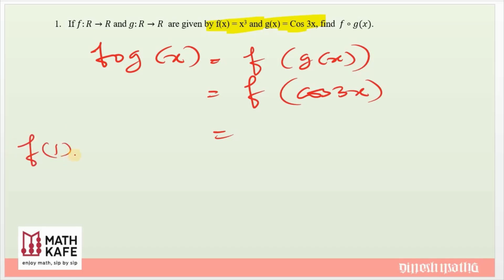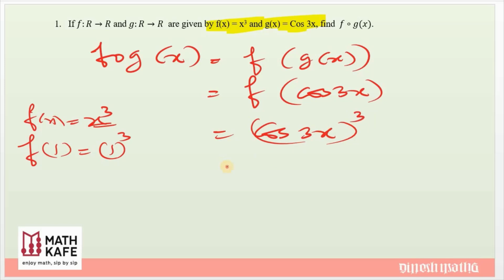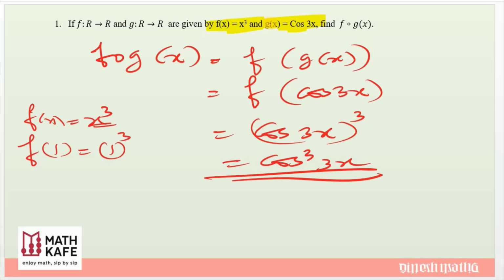Suppose you want to find f of 1, what will you do? You know that f of x is equal to x cube. So f of 1 is clearly 1 cube. In place of x, you replace the value 1. That's the basic idea of the value of a function. So same thing in f, x should be replaced by cos 3x, so it becomes cos 3x whole to the power 3, which is cos cube 3x. That's our final answer. In f, x is replaced with g of x as cos 3x. So we got the answer.